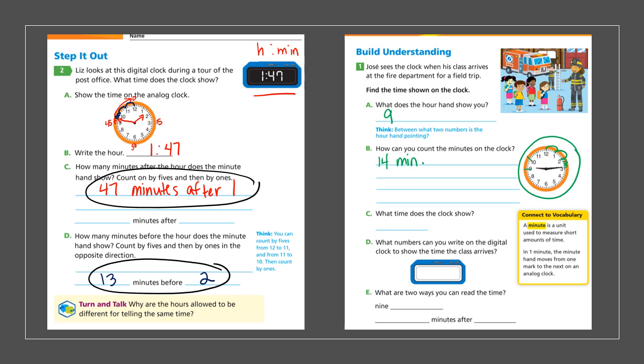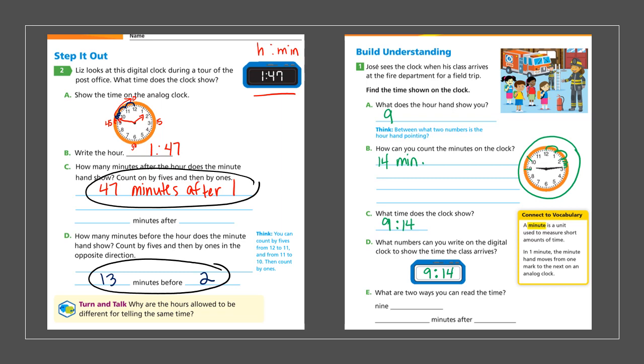So what time does the clock show? Well, the hour hand shows 9. And the minute hand shows 14. So the time is 9:14. What numbers can you write on the digital clock to show the time till the class arrives? Well, we're going to go ahead and write our hour and our colon and 14. So the time is 9:14.